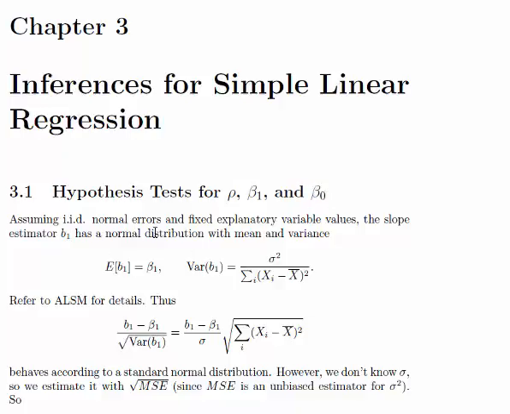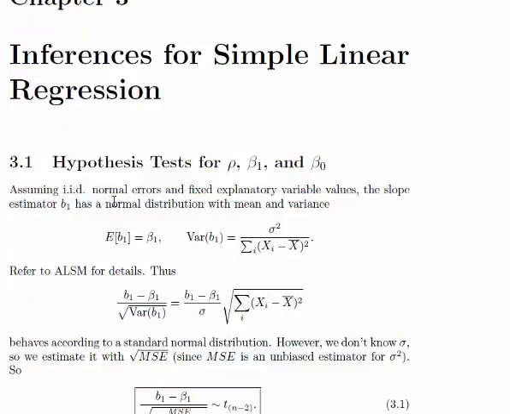Okay, so it turns out that under those assumptions, the slope estimator B1 has a normal distribution with mean beta1. It's unbiased, that is, on average it is what it's supposed to be, and its variance turns out to be this expression. You can find the details of all that hammered out in your text, Applied Linear Statistical Models.